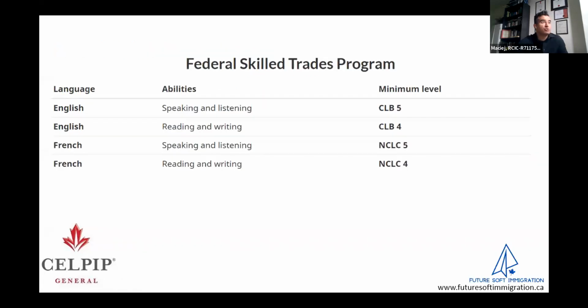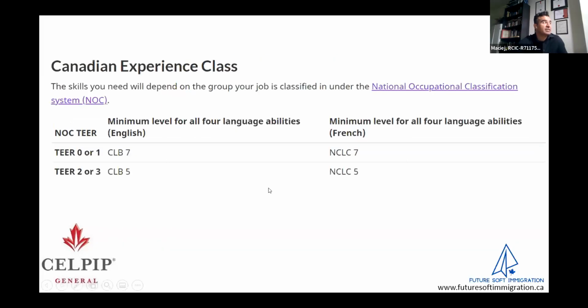For federal skilled trades, it's actually depending. It's not consistent. So speaking and listening 5 and reading and writing 4. And that's going to be both for the NCLC if you're coming with French, or if you're doing the English test. We're mostly going to talk about the English test today. And basically, it's a much different score, again, for federal skilled trades.